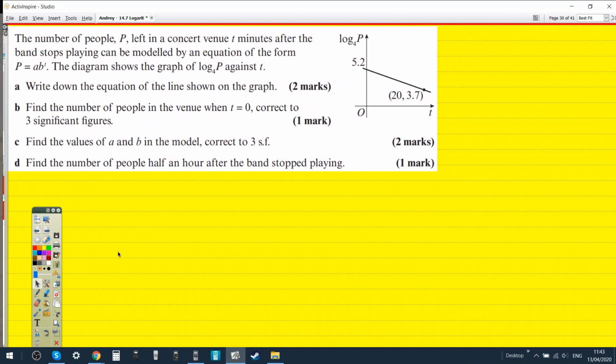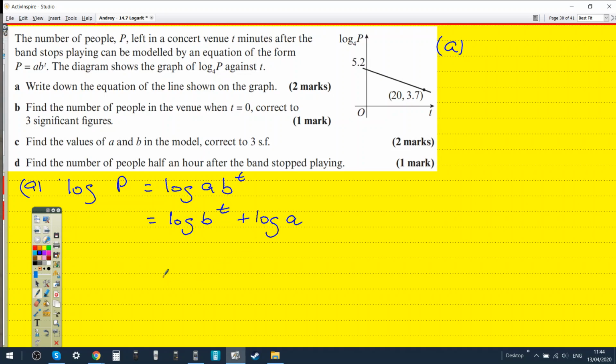So I need to do something like log p equals log of a b to the power of t. And then log p is equal to log b to the power of t plus log a. And then that gives me the y equals mx plus c, doesn't it? Almost, I think. Do I need to move t to the front? Yeah. So t log b plus log a.